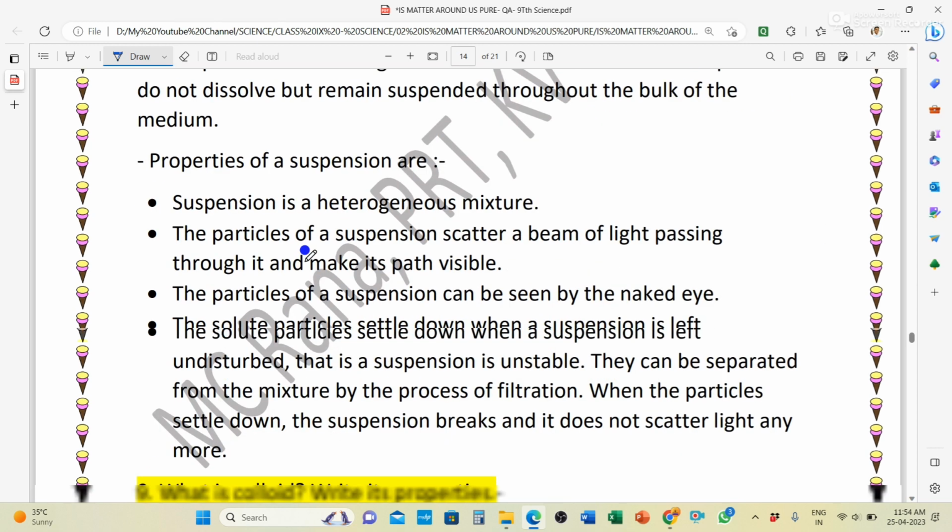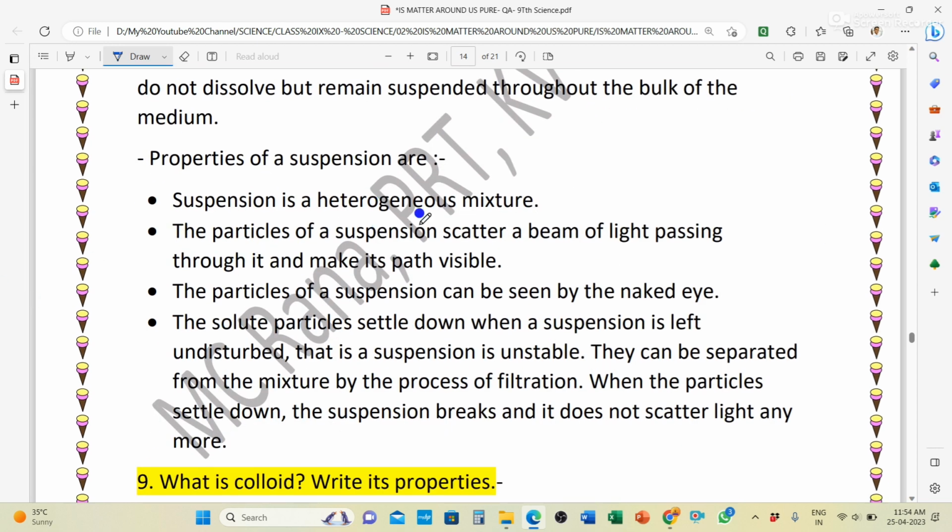Properties of a suspension are: a suspension is a heterogeneous mixture. The particles of a suspension scatter a beam of light passing through it and make its path visible. The particles of a suspension can be seen by the naked eye. The solute particles settle down when a suspension is left undisturbed, so a suspension is unstable. They can be separated from the mixture by the process of filtration.